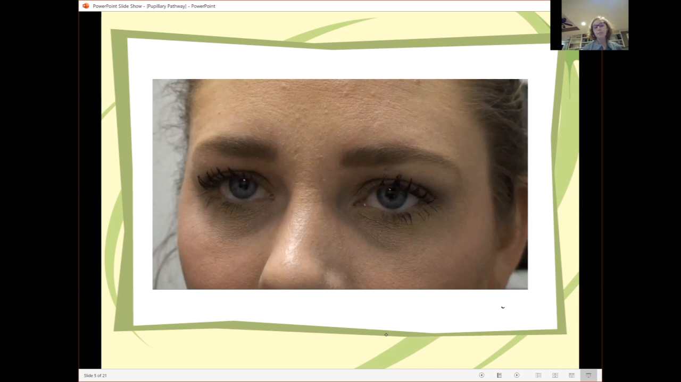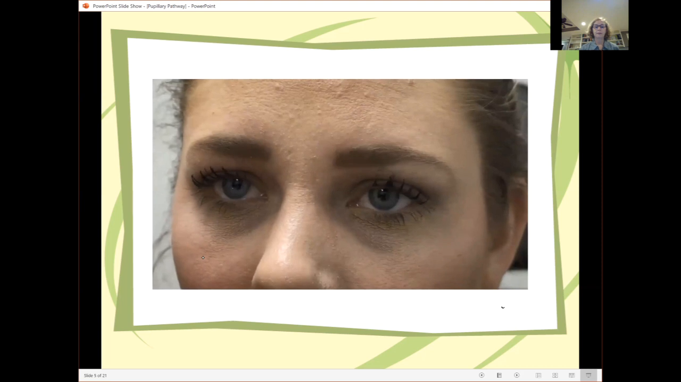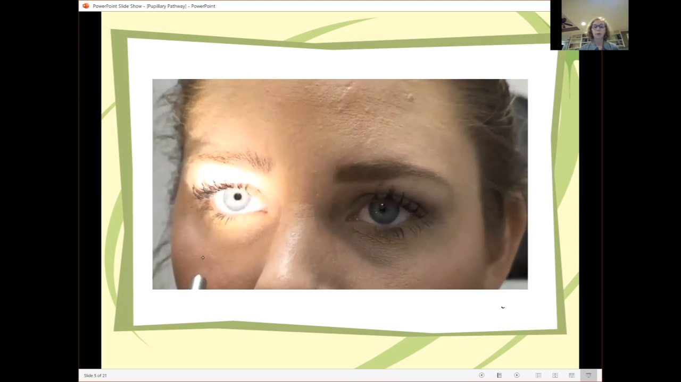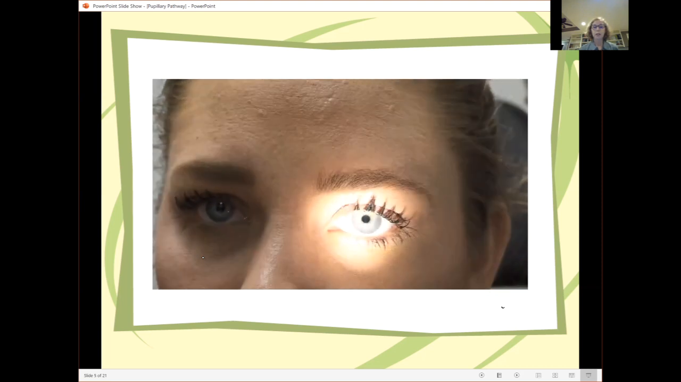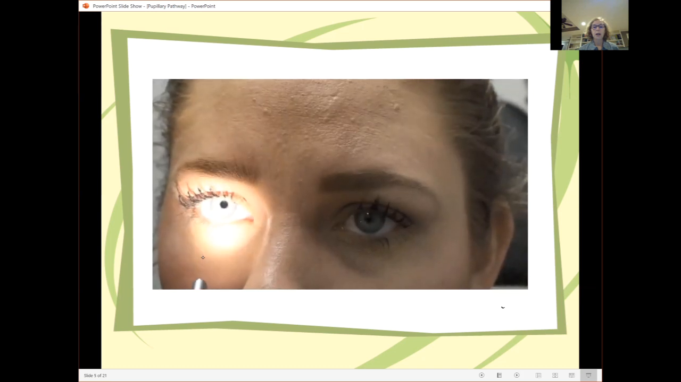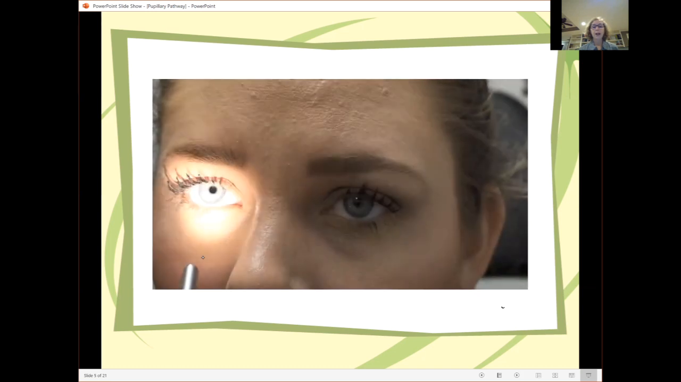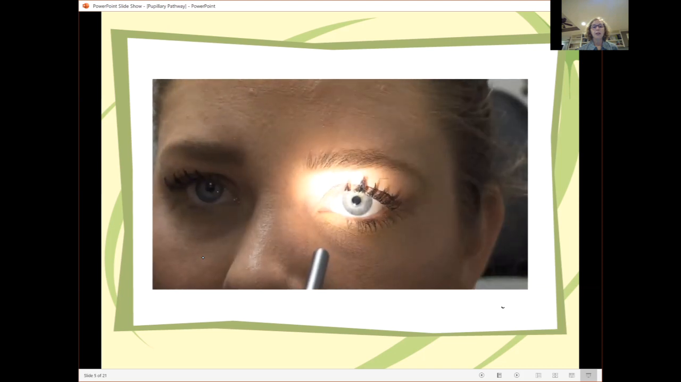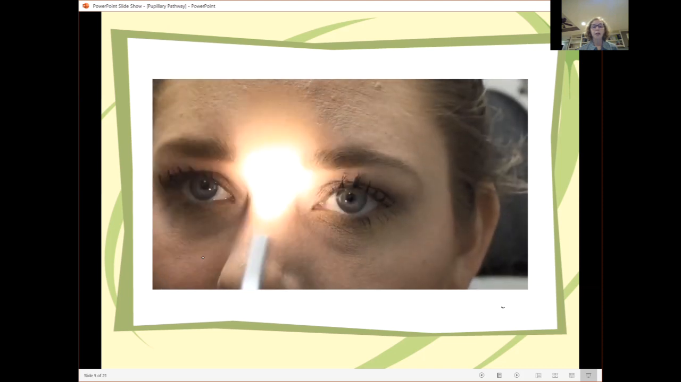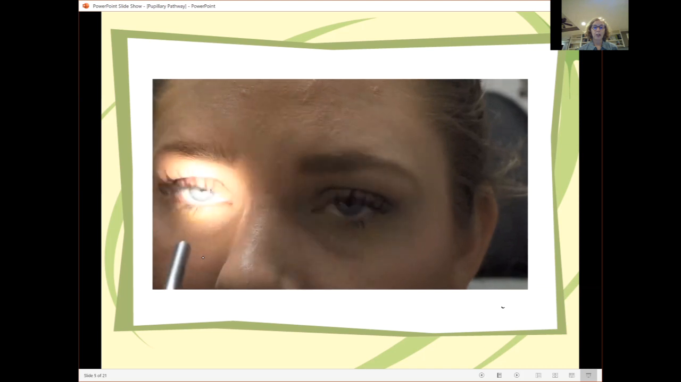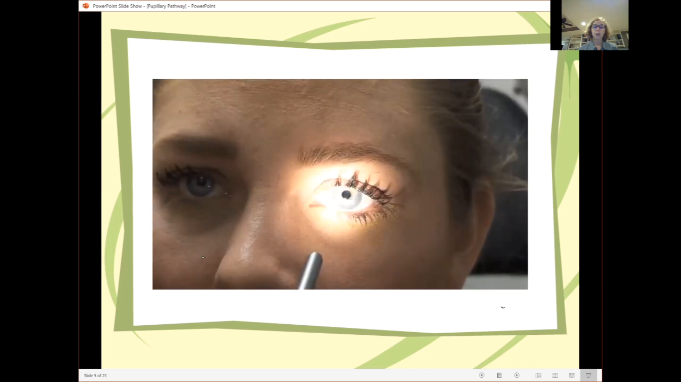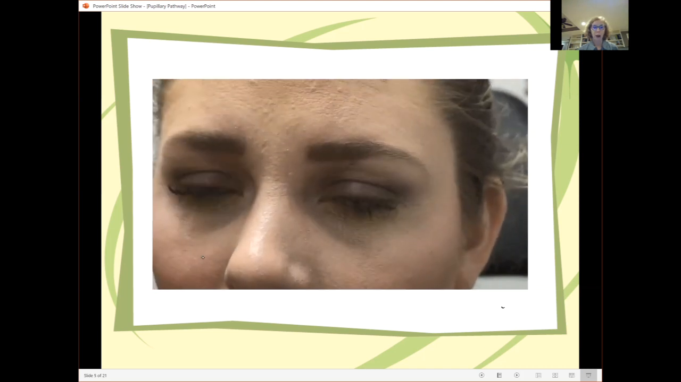Then we shine a light back into the right eye, and you'll see that both pupils constrict because they were previously dilated. So both pupils constrict here. And then as we shine light back into the left eye, you'll see that there is no constriction and then a redilation. And both pupils constrict when we shine light back into the right eye.